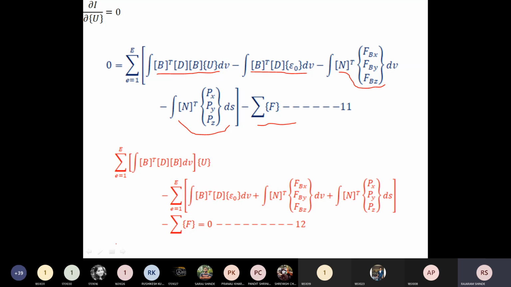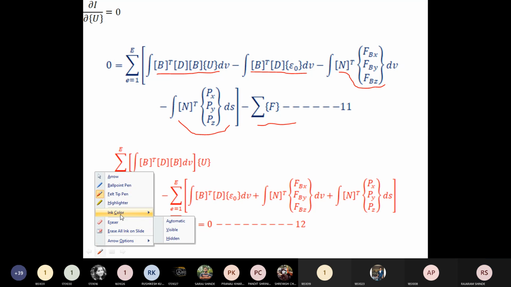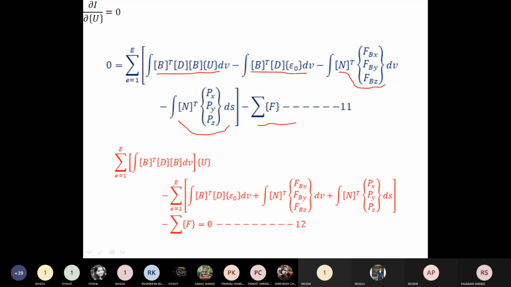See here what I have done; I will change the color. Here when we see the integration of this term, it is integration over the volume. Now when we integrate this term over the volume, no term is dependent on the volume. Okay, no term is dependent on the volume. So I can take all the terms out of the volume, or I can take any term out of the volume. So I have taken this u out of the integration. Okay, u out of the integration.